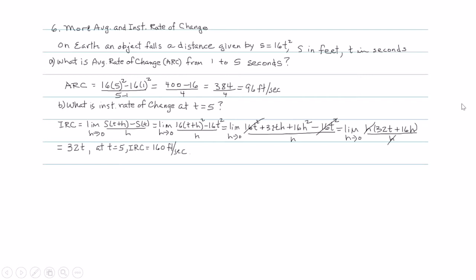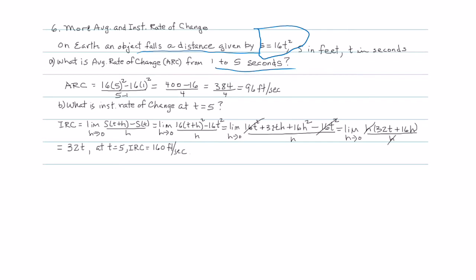Here we're talking about not a function of x, but a function of t, where s is the distance and t is the time. And it turns out on Earth an object falls at a distance given by s equals 16t squared, where s is in feet and t is in seconds. What is the average rate of change from t equals 1 to 5 seconds?